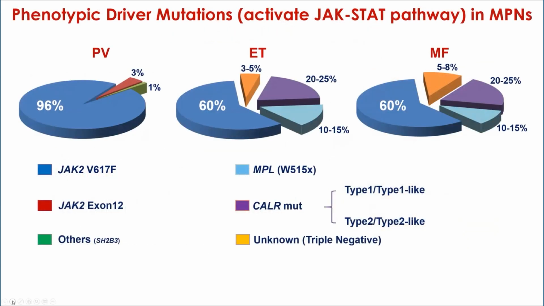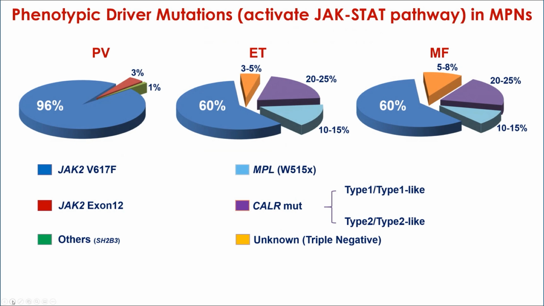pathway. So these are so-called driver mutations, a JAK2 mutation, calreticulin mutation, and MPL mutation, that are usually, almost always, but not always, almost always exclusive of each other. And this is how they separate within different entities.